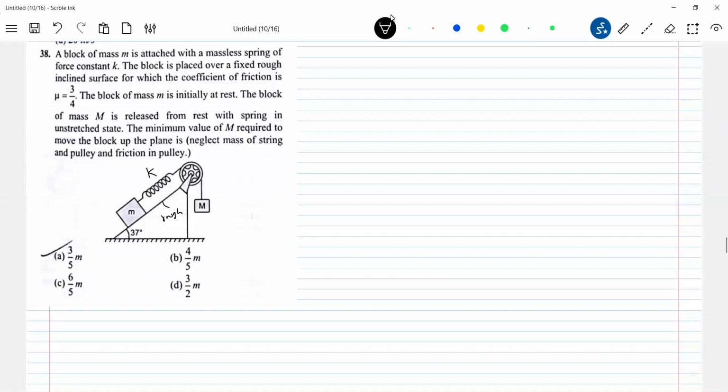Unstretched state, the minimum value of M required to move the block up the plane is. Here capital M, I'll call M2, small m as M1. Minimum value of M, what do you mean by that? So when I release it, with the spring in action, from rest, the minimum value of M required to move the block up the plane. So this should shift. The block M1 should shift here.